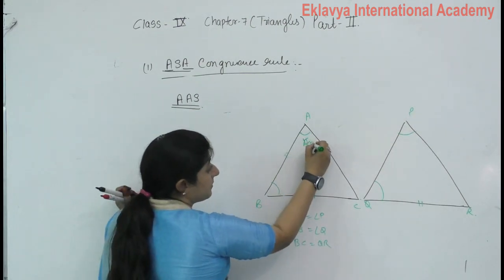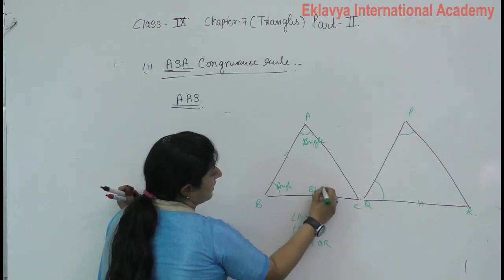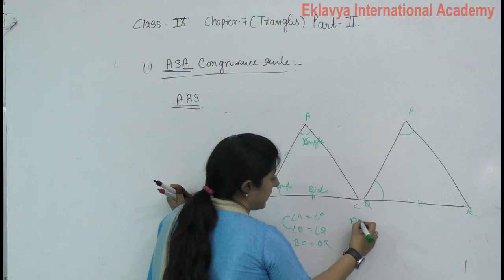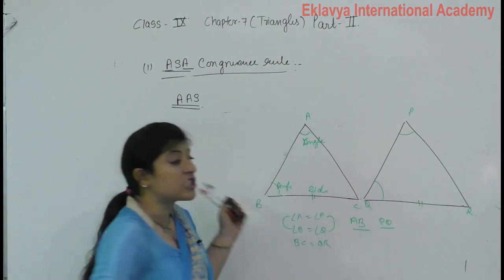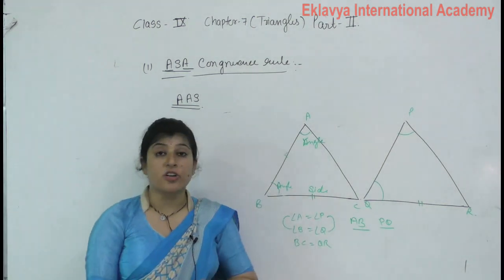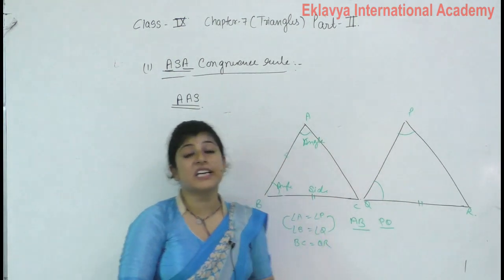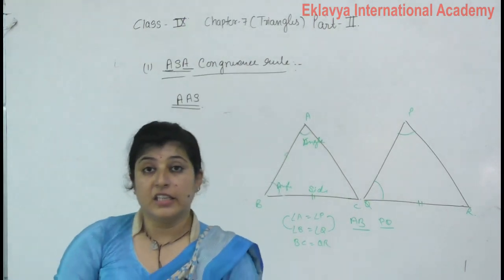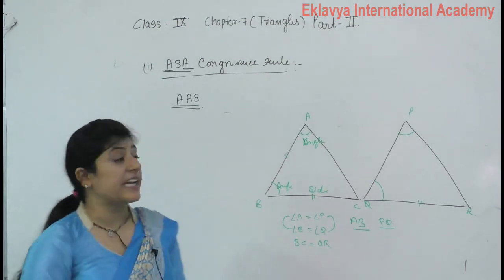This angle, this side. From this angle A and B, AB. This one PQ. In this question, is AB equal to PQ given? No, it is not given. But BC is equal to QR given. Then how can we prove that these two triangles are congruent? We can take this concept from the ASA rule.